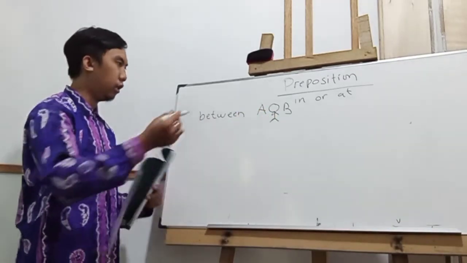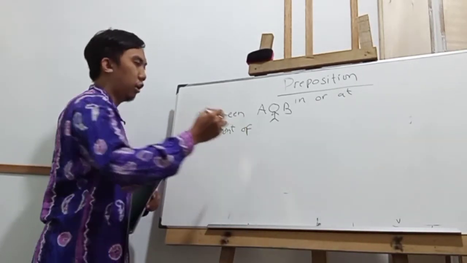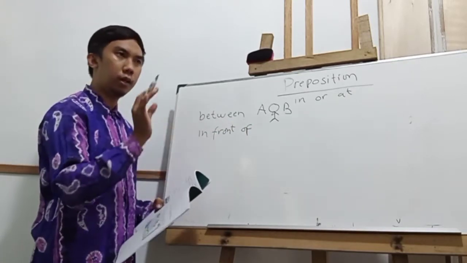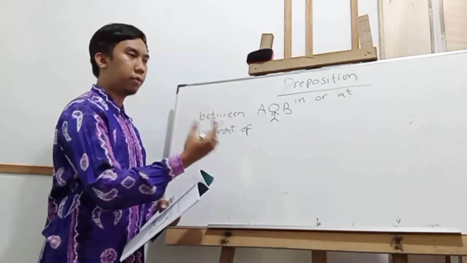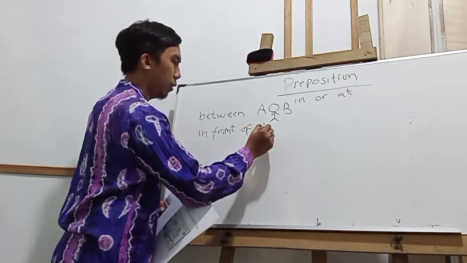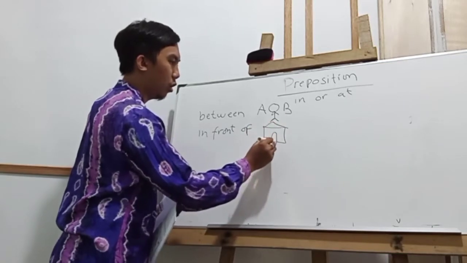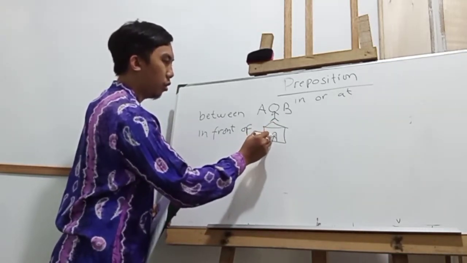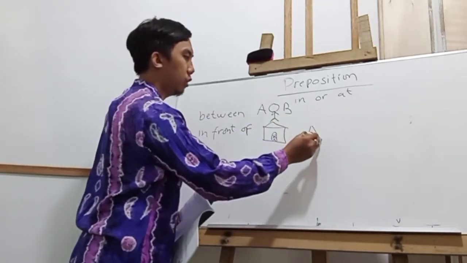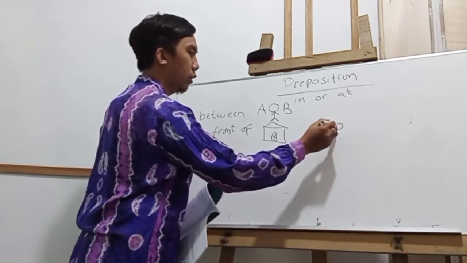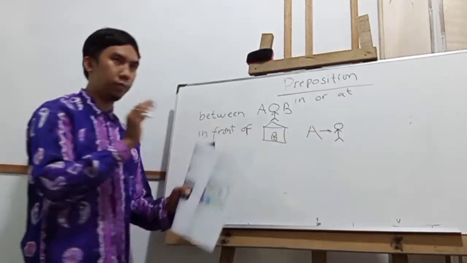Okay, next is in front of. In front of means your position is in front of someone. For example, this is a house, and this is a door. You are sitting in front of the door, so you are in front of the door. For example, this is A. You stay in front of A. So you are in front of.